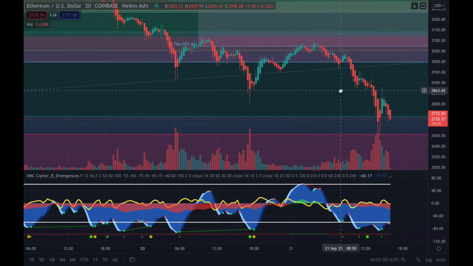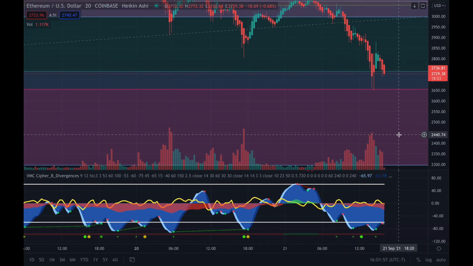Let me grab this real quick. Where's the bottom of this? Look at all this space. 22.9, 2300. I mean, it's very possible that if we break through this, we could make our way all the way down here pretty quick because there's just no resistance in here.